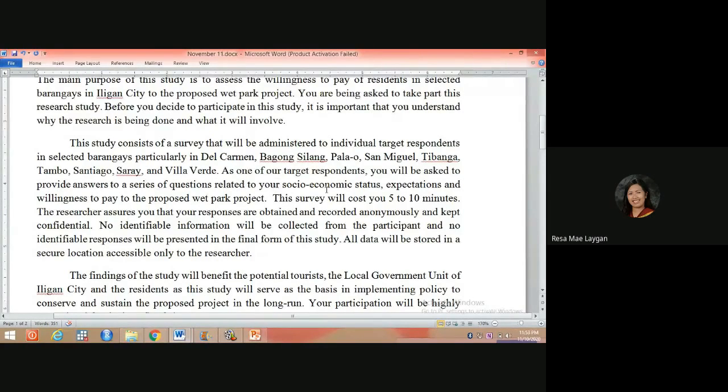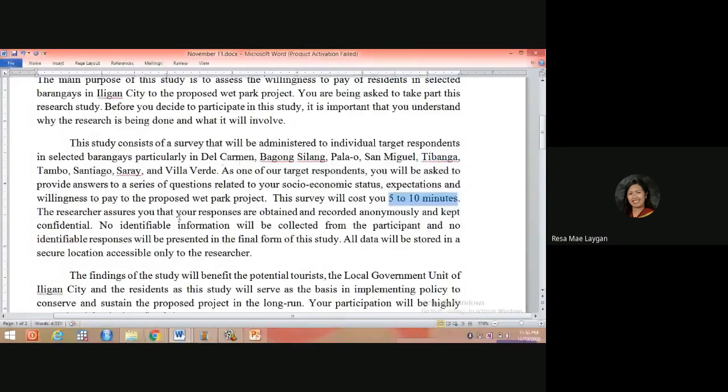So this is the costs and the risks to a series of questions related to your socioeconomic status, expectations, and willingness to pay for the proposed wet park project. So this is already the cost and risk here. This survey will cost you 5 to 10 minutes. So this is the time.